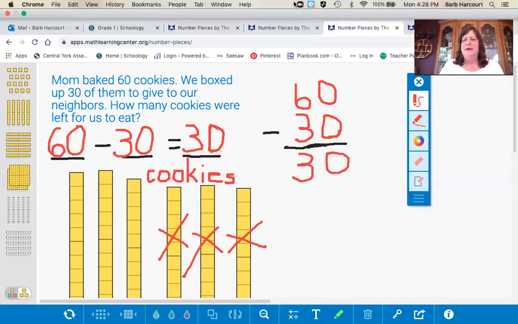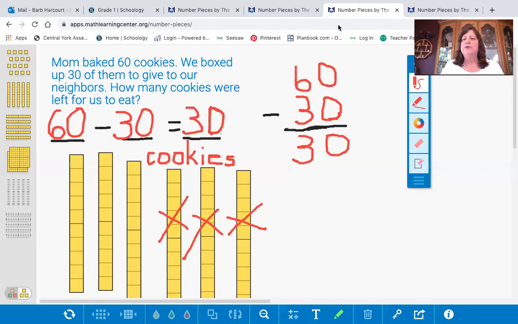Okay, hopefully you can do these problems on your own. If you want to make up some of your own, you do not need to submit this to your teacher. It was just to practice and to teach you how to subtract two-digit numbers with a story problem.